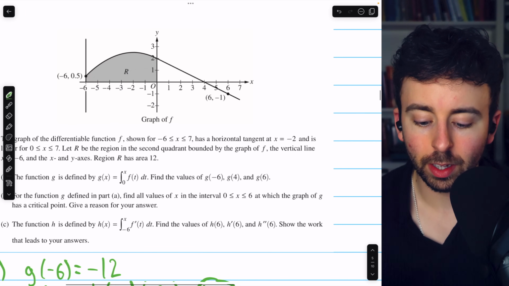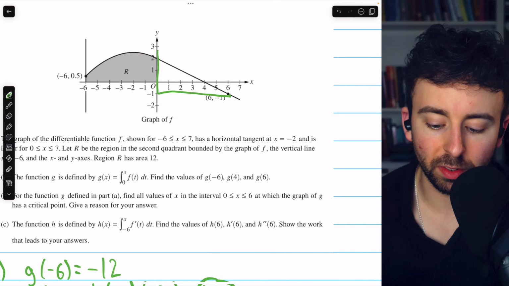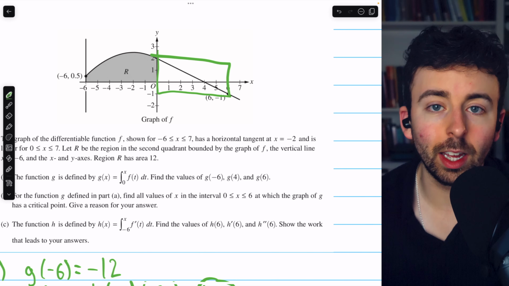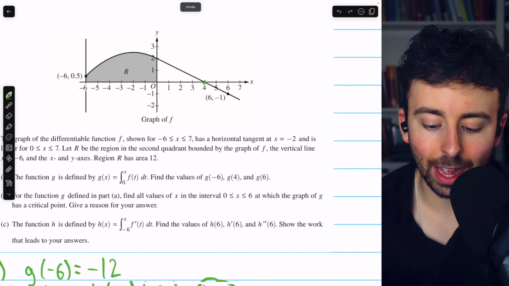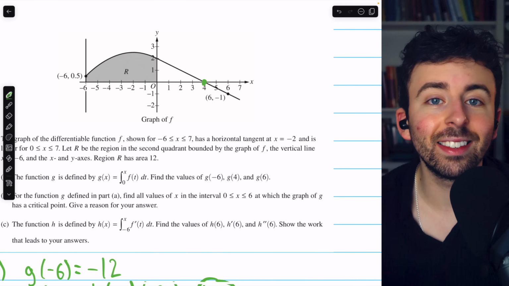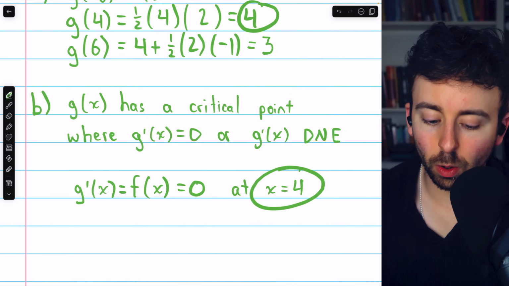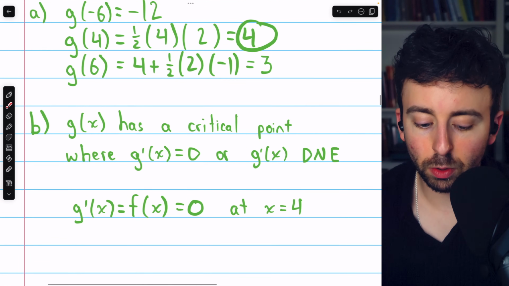And from the graph, again focusing on the interval from 0 to 6, we see that f is equal to 0 at x equals 4. So that is our one critical point. That's the only critical point, and so that completes our solution to part B.